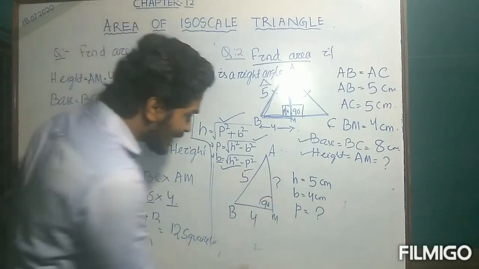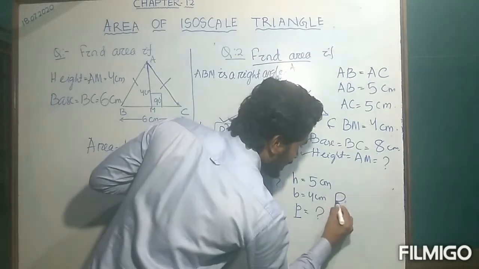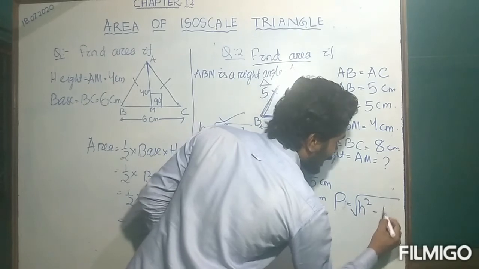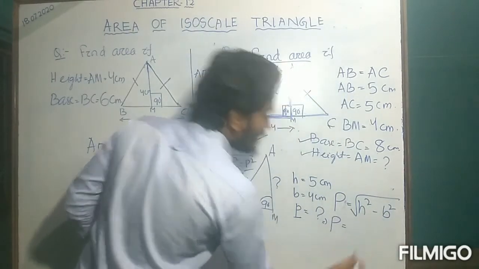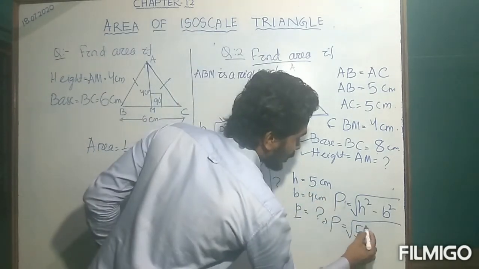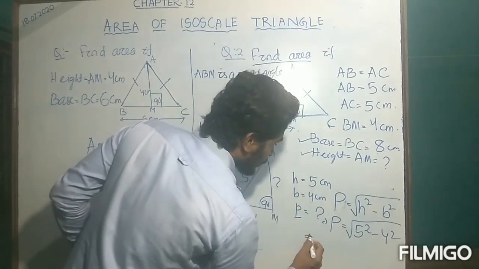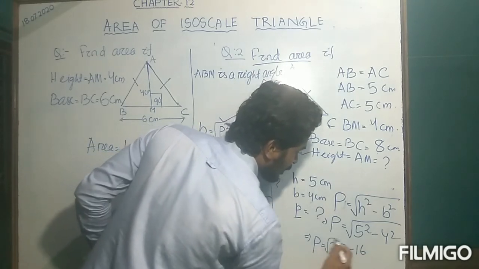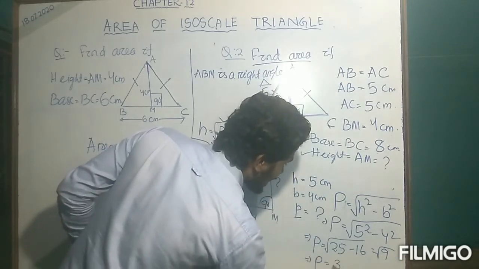And here what do we need? We need P. So we can use the second one. What is that? P is equal to square root of H square minus B square. So P is equal to square root of 5 square minus 4 square. So P is equal to square root of 25 minus 16, that is square root of 9. Hence P is equal to 3 cm.